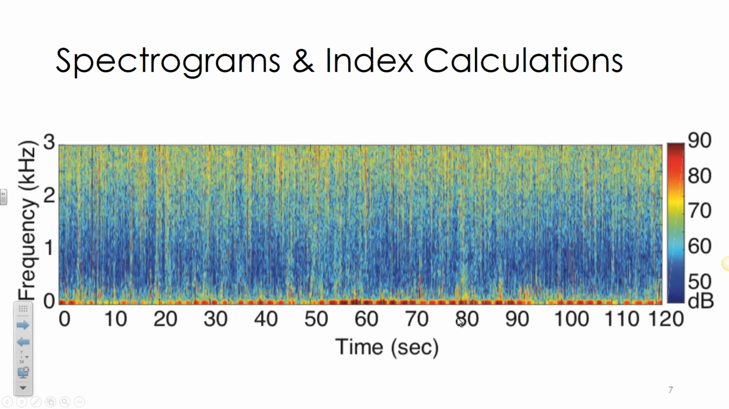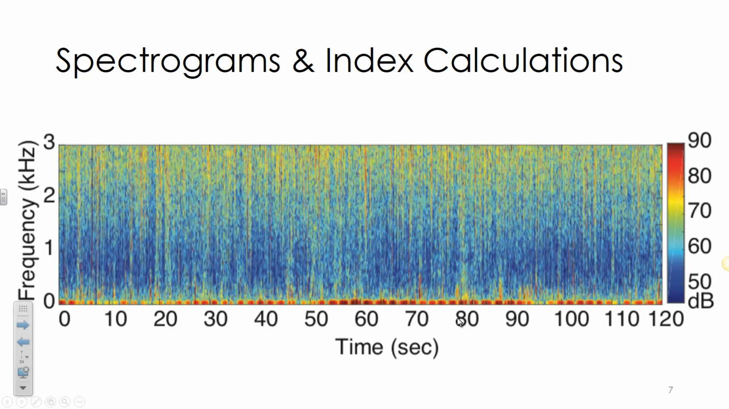So I still have some more introduction material because I feel like all these papers were based on similar concepts. And that was using spectrograms and then calculating different indices on those spectrograms. So what is a spectrogram? A spectrogram is a visual representation of sound.